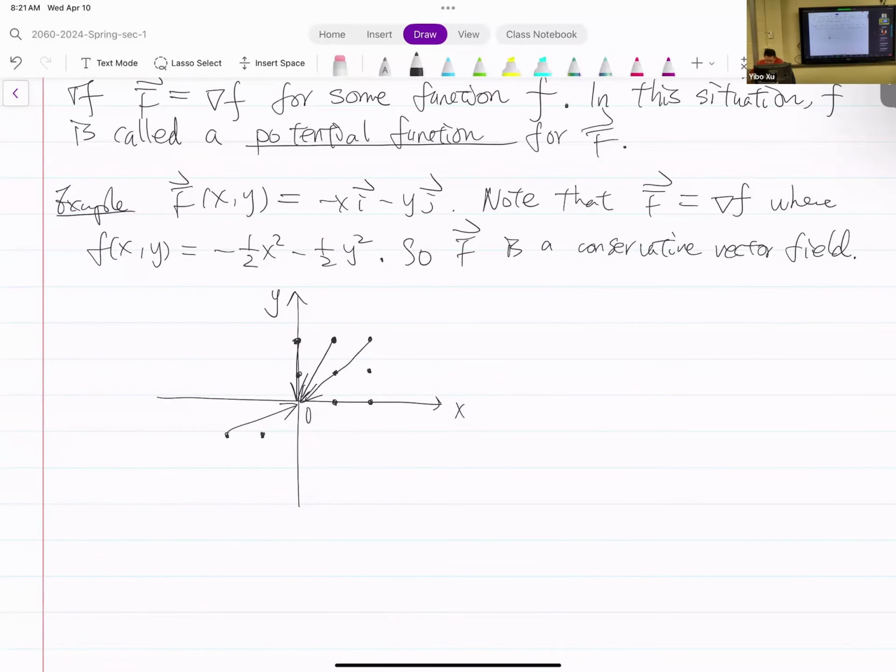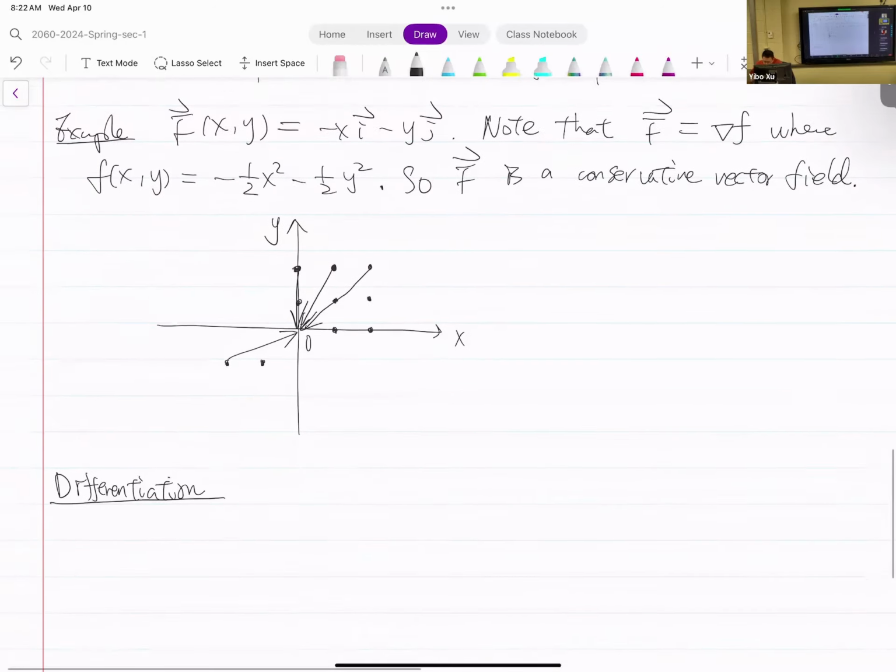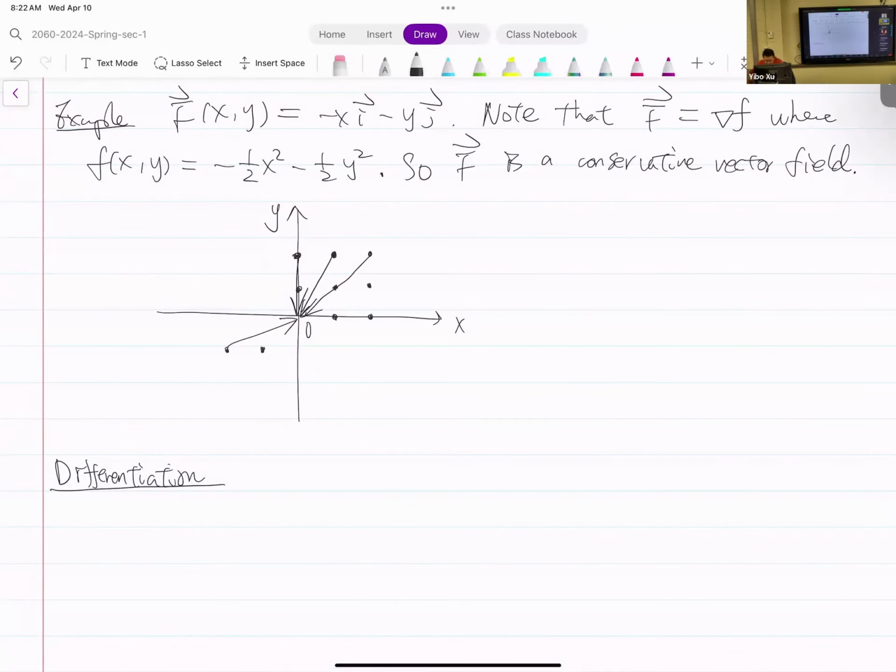All right. So you can see that we are trying to extend the differentiation and somehow the anti-derivative in the topic of vector fields. Right? So now for differentiation, let's think about the gradient operation.